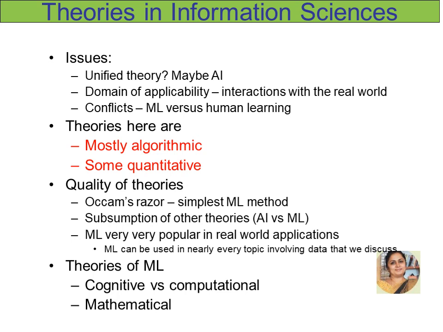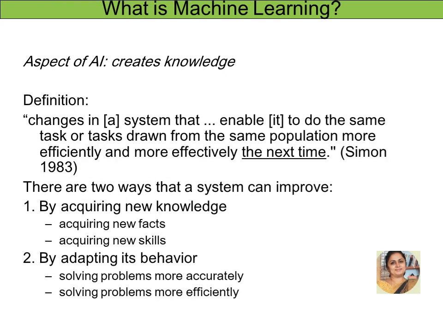Theories can be algorithmic or quantitative. Quality of theories: Occam's razor, the simplest machine learning method. Machine learning is very popular in real world applications. It may be computational or mathematical.